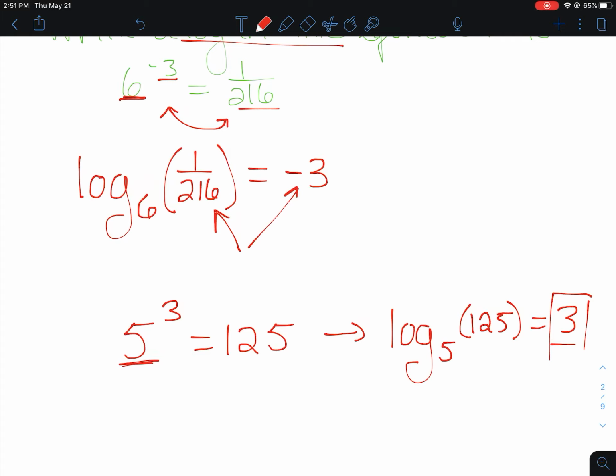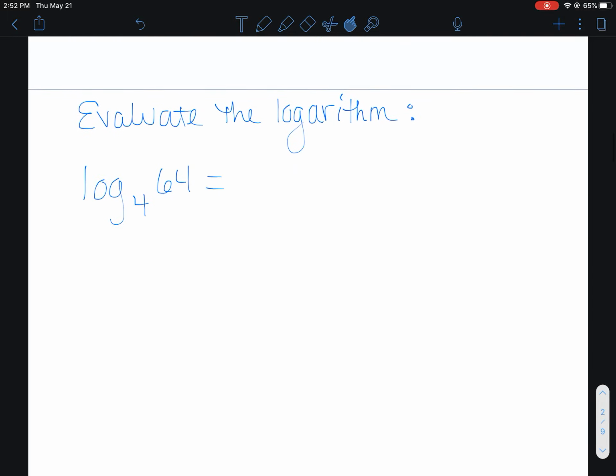I encourage you to pause the video and try some of those practice problems. Do not do the whole page. I just attached those full worksheets, but pick 3 to 5 problems, try them, make sure you got it down, and then pick back up with the video and let's move on to the next topic. The next topic being evaluating a logarithm.